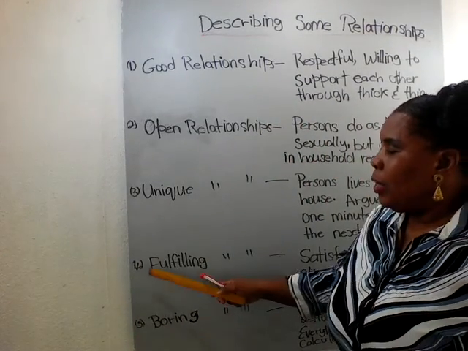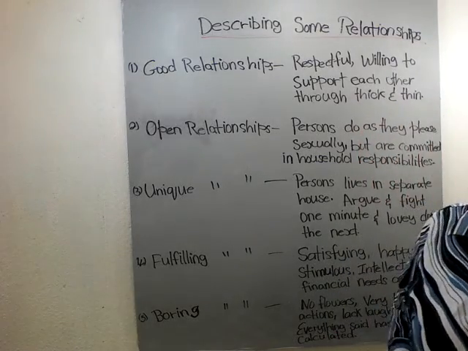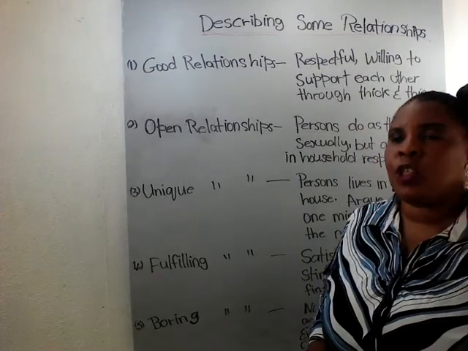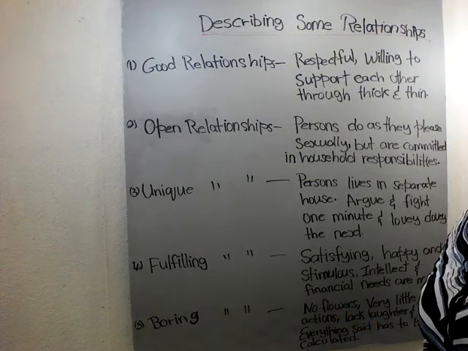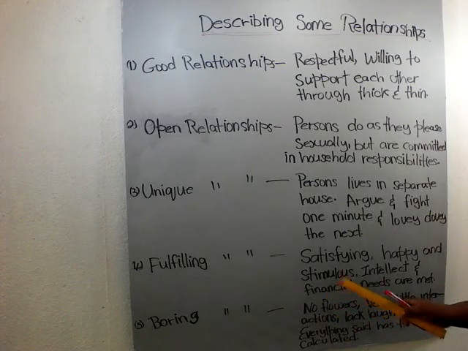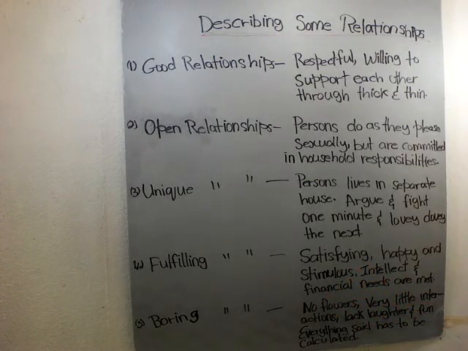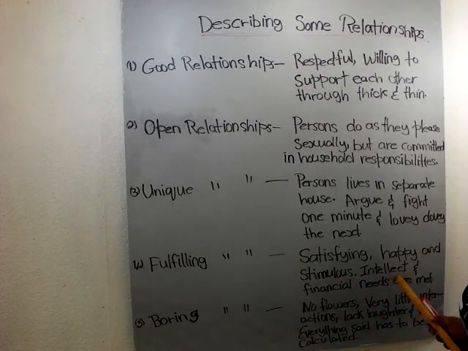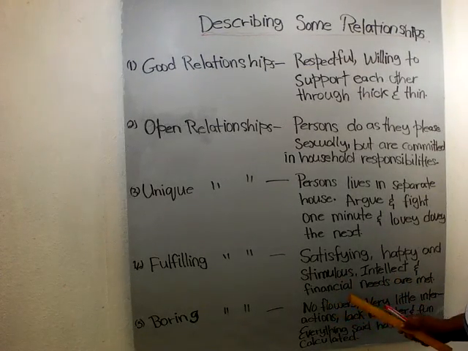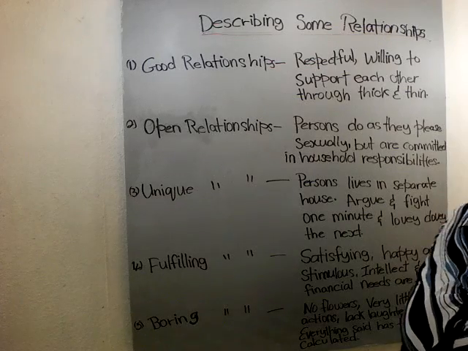Number 4, characteristics of a fulfilling relationship. If the relationship is fulfilling, it is satisfying. Happy and stimulating, intellect and financial needs are met.